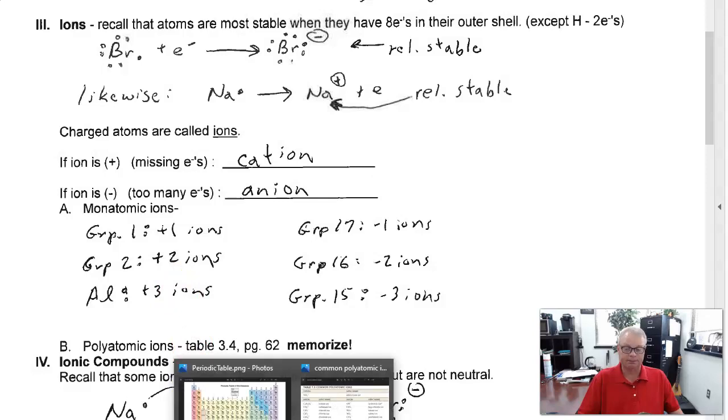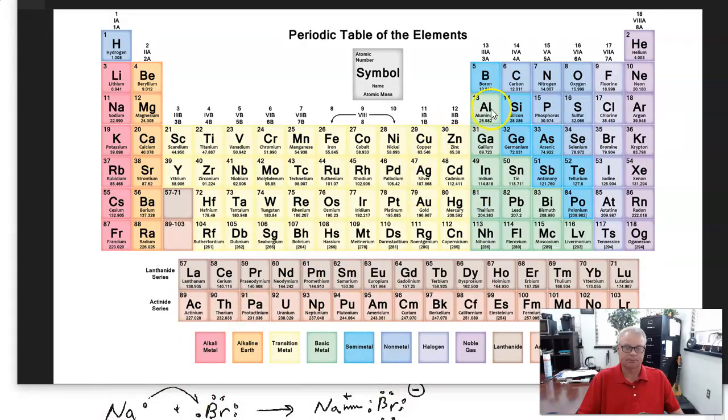Aluminum. Here's aluminum. What do you think is going to happen with aluminum? Well, it could pick up 1, 2, 3, 4, 5, or it could lose 1, 2, 3 and have 10 like neon. What do you think is more likely? Probably losing 3. So if it loses 3 electrons, what type of ion does aluminum form? It forms +3. Do you see what's going on here?